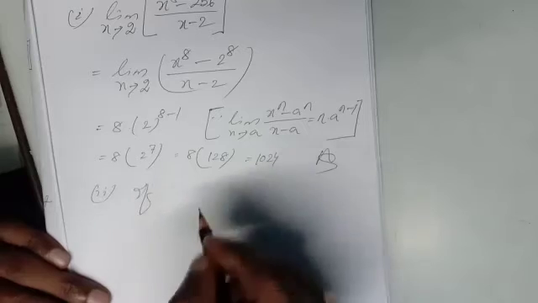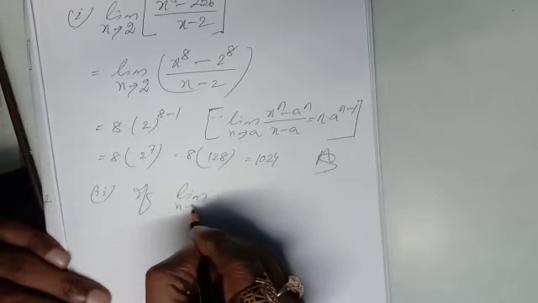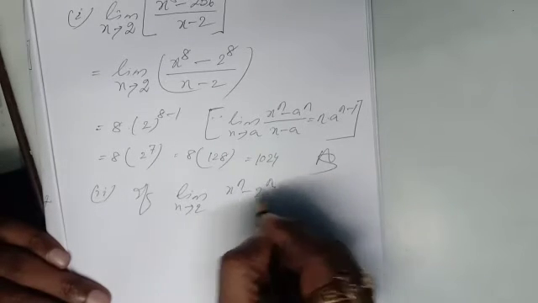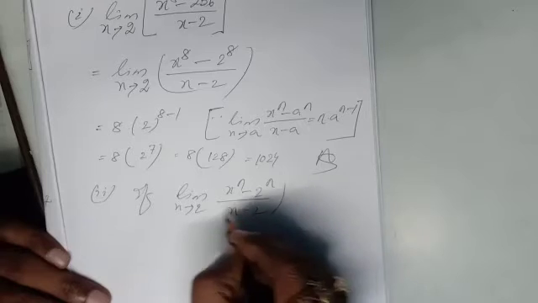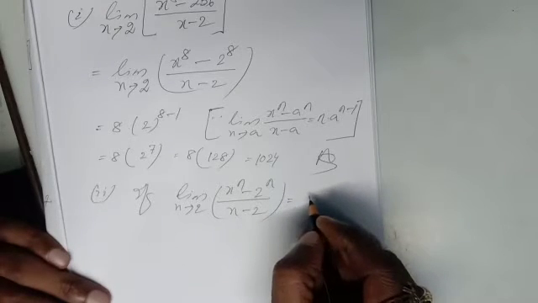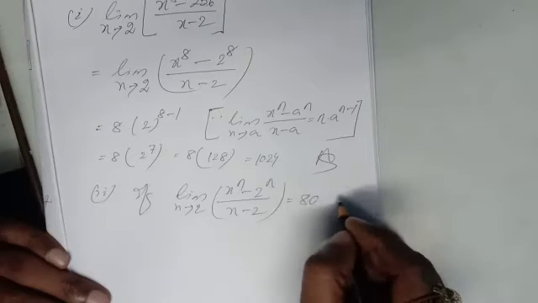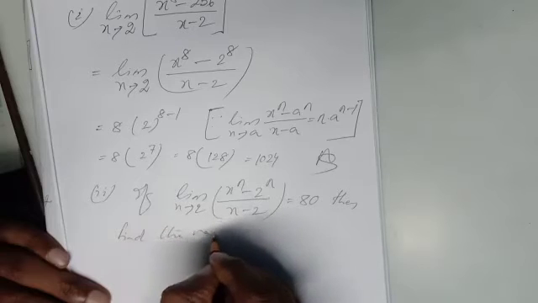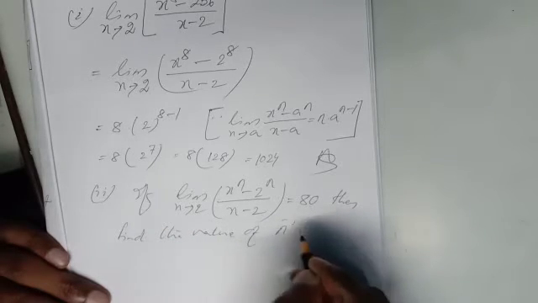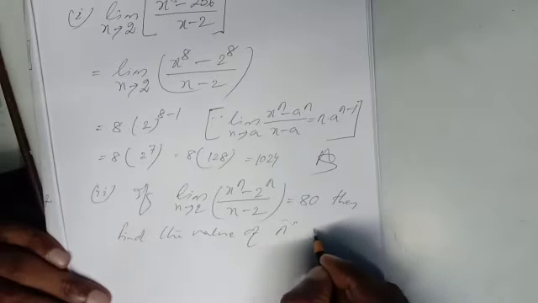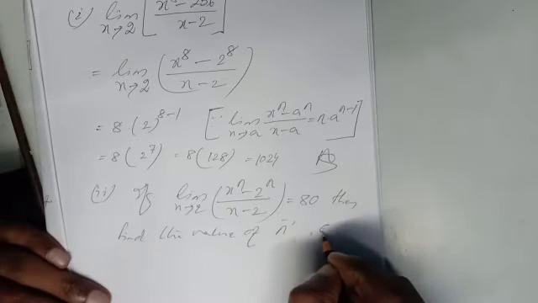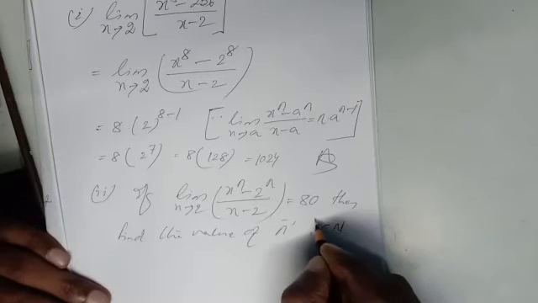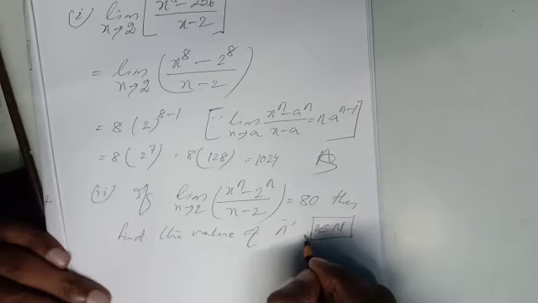If limit x tends to 2, (x to the power n minus 2 to the power n) by (x minus 2) is equal to 80, then find the value of n. And here the condition given is that n belongs to natural numbers.